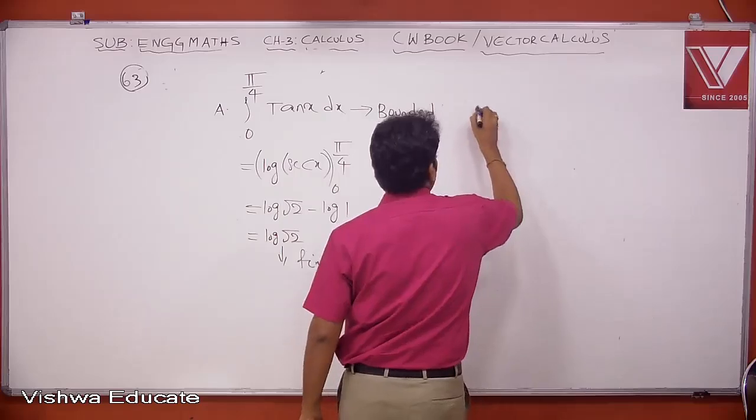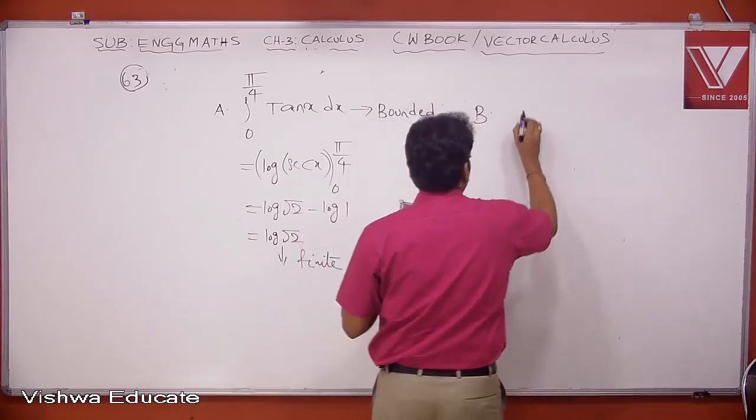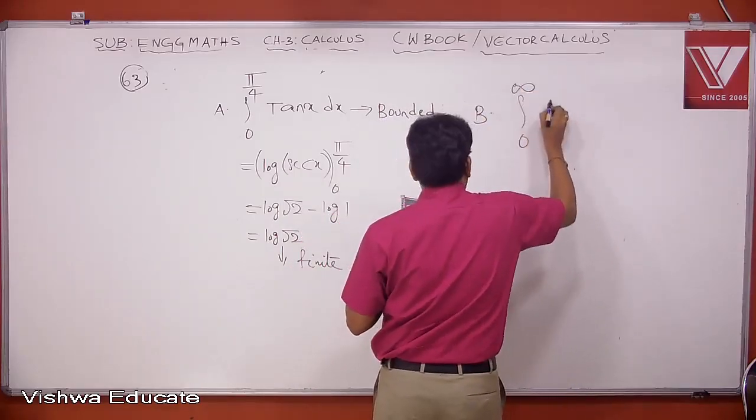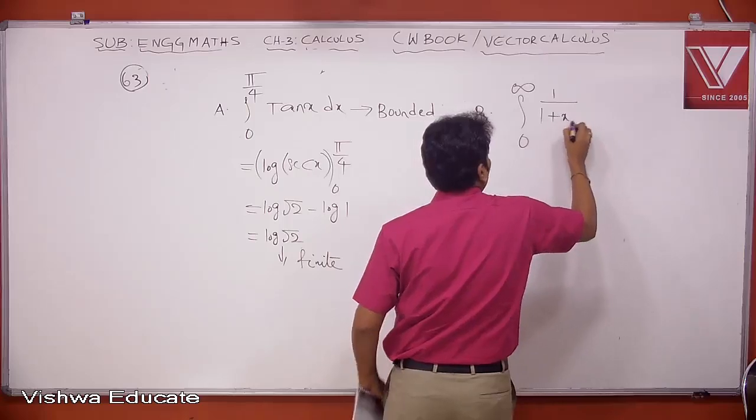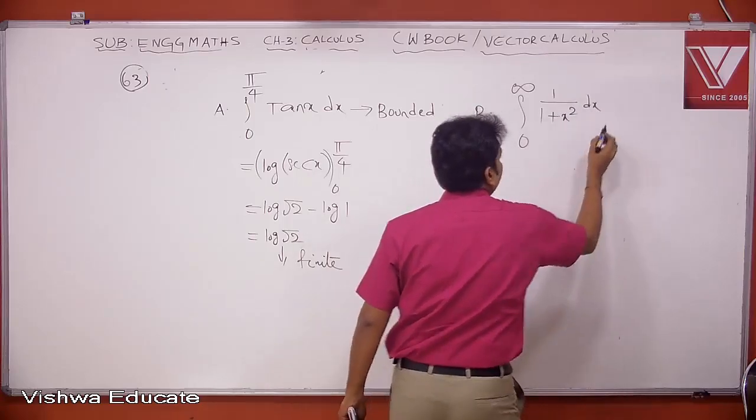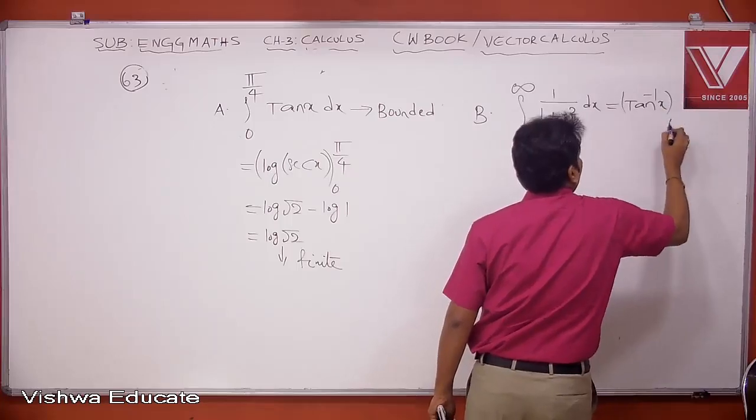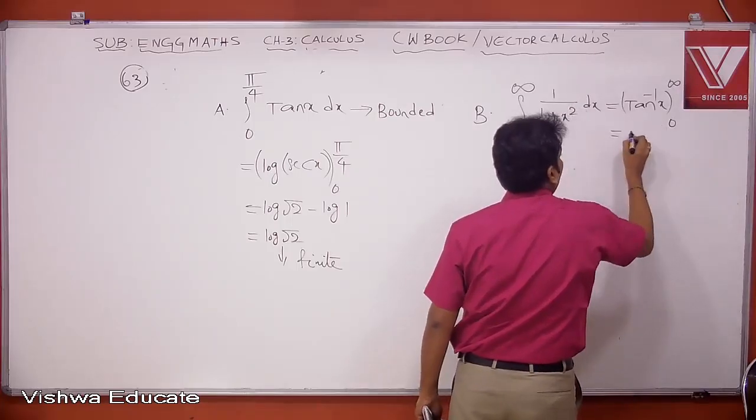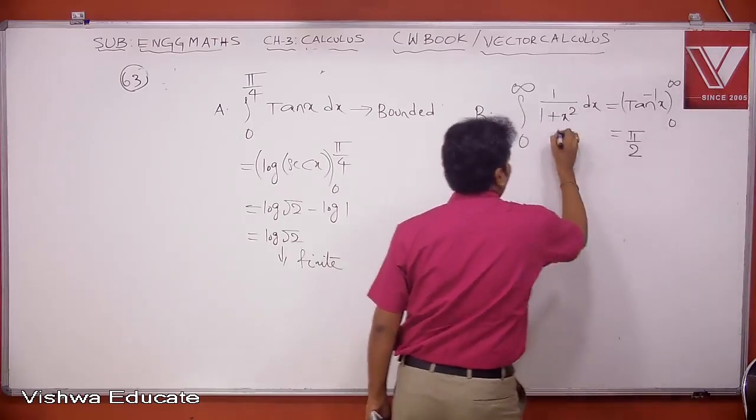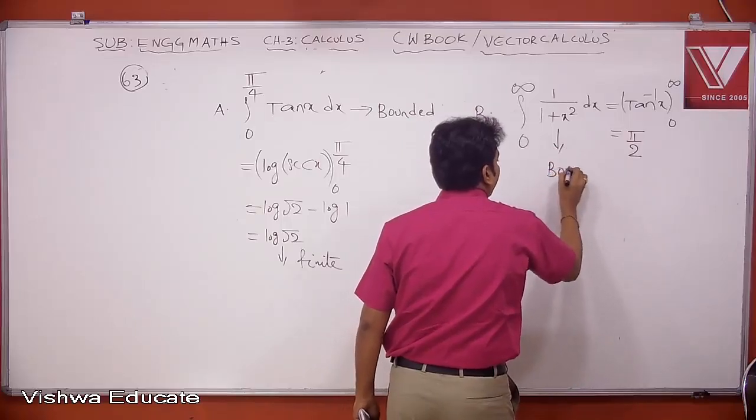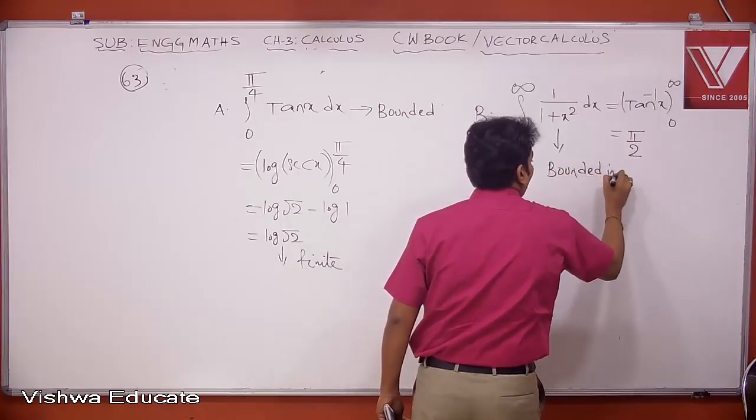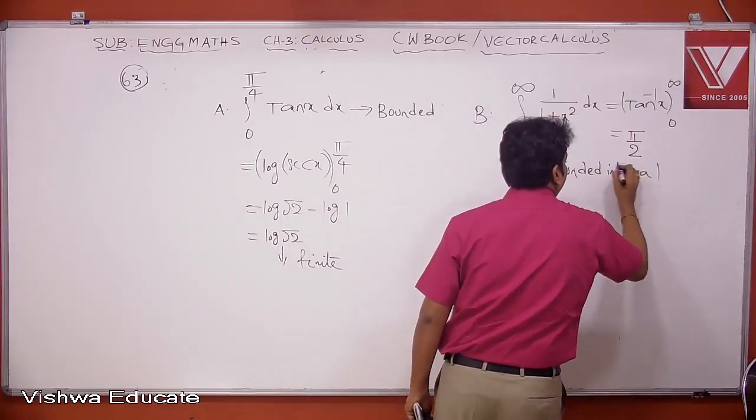Now look at option B. What is it? Integral 0 to infinity 1 by 1 plus x square dx. When you simplify this, this is tan inverse x. Limits are from 0 to infinity. So this is pi by 2. So this is also a bounded integral because the value is a finite value.